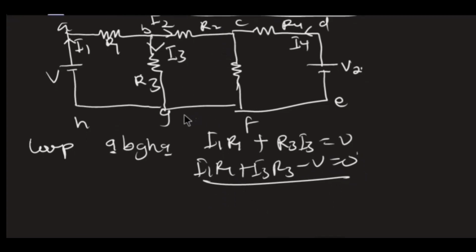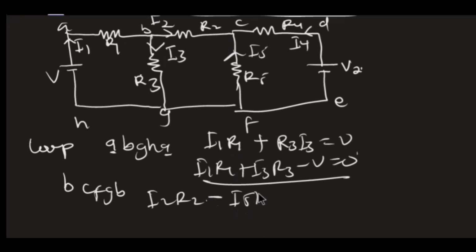In this loop, I have loop B, C, F, G, B. And in this loop, I have a voltage drop here, I2 R2. And I have this branch here, so let me make here R5, and I have my I5 going up. So you realize that when I take this loop B, C, F, G, B, I move this direction, I2 R2, and this is opposite to what I'm going, so it will be minus I5 R5.